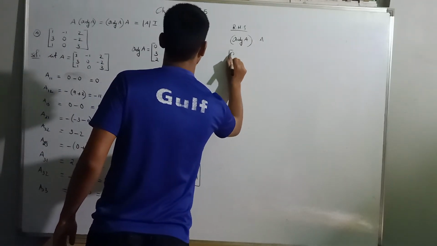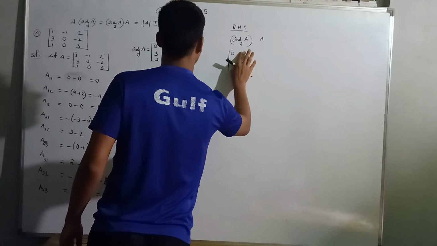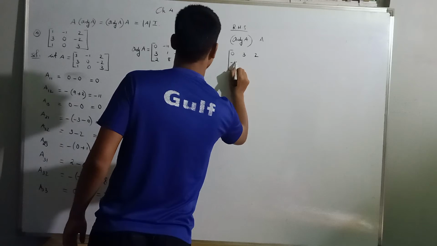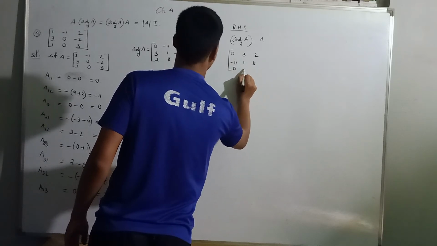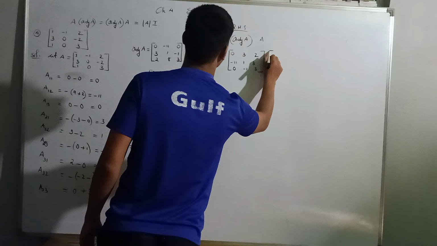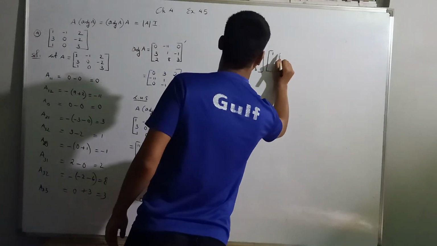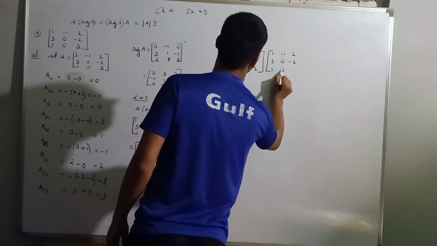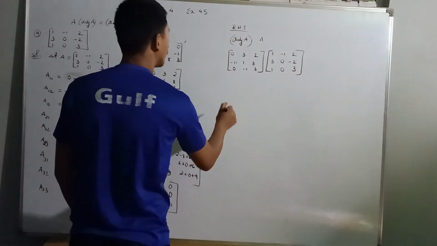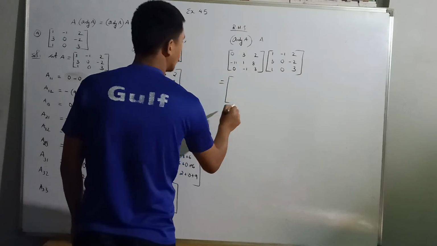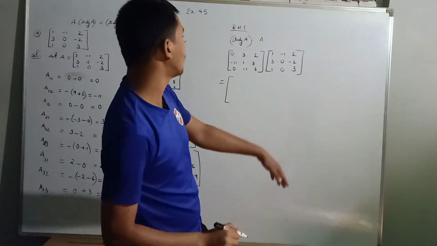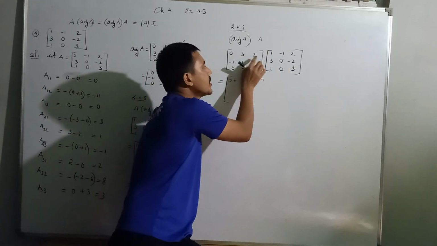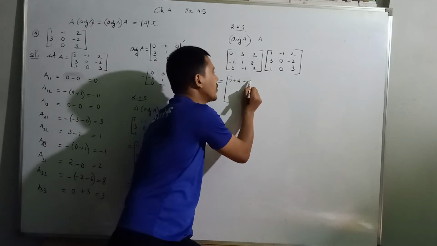Adjoint of A is 0 0 3, 2 0 3, 2 minus 11 1, 8 0 minus 1 3. And your matrix A is 1 minus 1 2, 3 0 minus 2, 1 0 3, 2 multiply. First row with first column. 0 into 1 is 0, plus 3 into 3 is 9, plus 2 into 1 is 2.